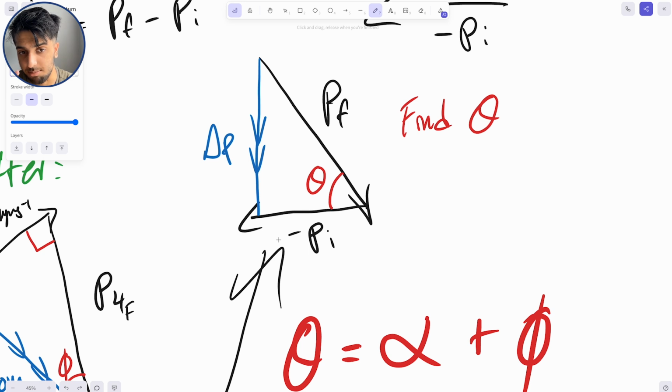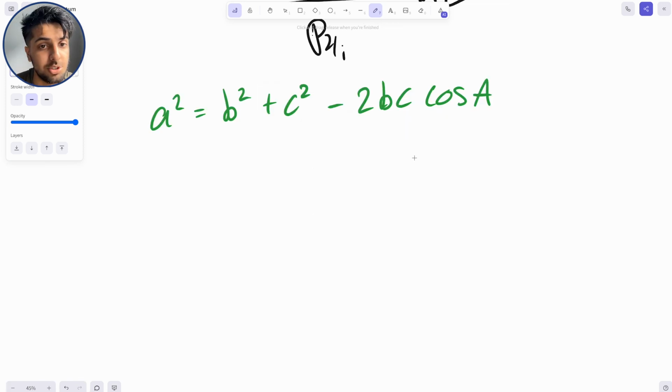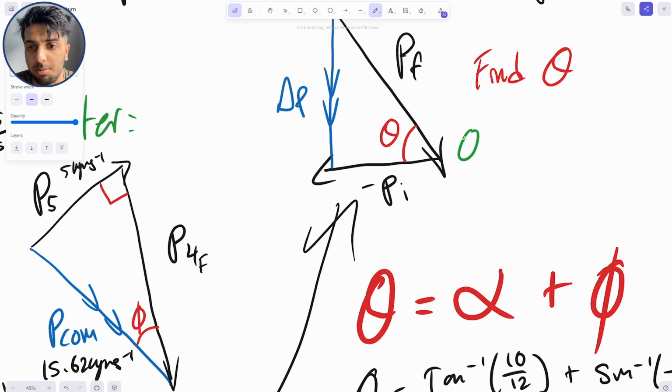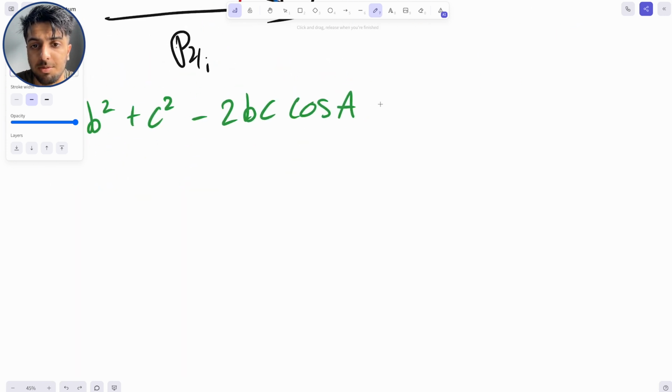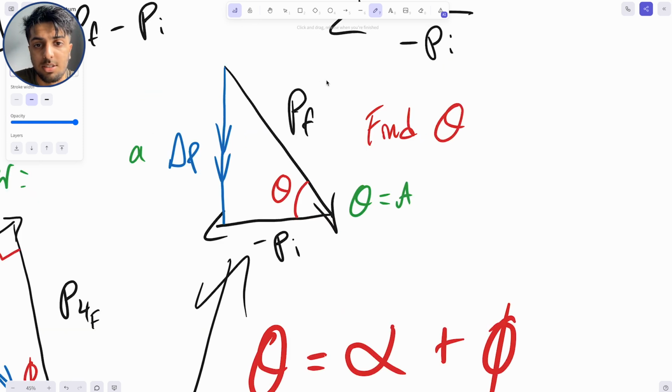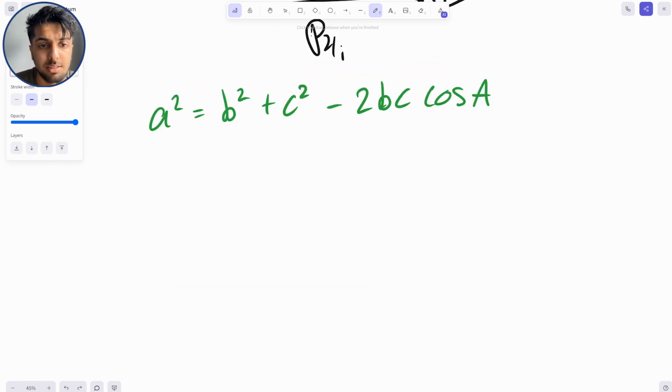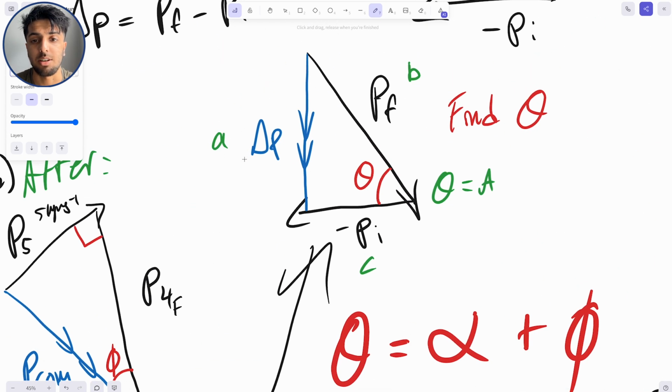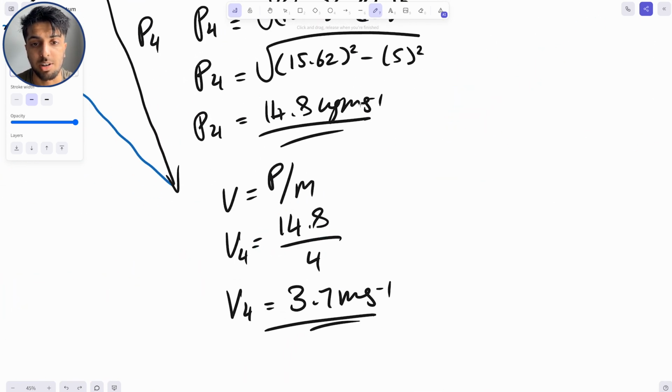Now, again, because this is not a right angle triangle, we can't use our regular trig, we can't use our SOHCAHTOA. We have to use either sine or cos rule. In this case, I'll be using cos rule, which is a squared is equal to b squared plus c squared minus 2bc cos A. So theta will be our A, so that will be this value there. And so the opposite side, so delta p will be our lowercase a, and this will be our b, and this will be our c. Right? So plugging this in, we get our delta p is equal to the square root of b squared, which we said was our p final, which was 14.8 right here.